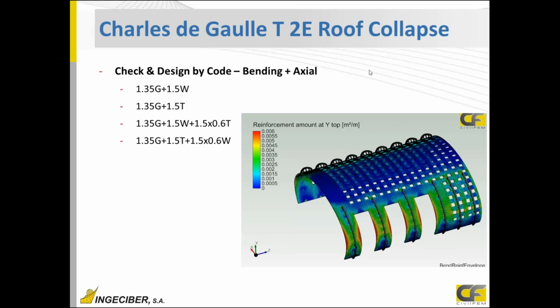Well, the first model was checked and designed by code, first for bending plus axial. We considered four different combinations. G is the gravity loads, its self-weight plus the glazed roof that is above, and also wind that was blowing from one side. Also, we have the thermal loads applied on the model. And then we perform these Eurocode 2 combinations that make a 0.6% of the possible applications of overloads.